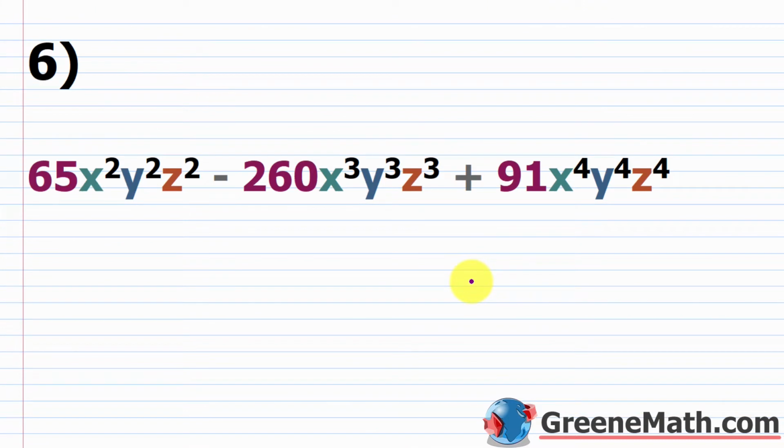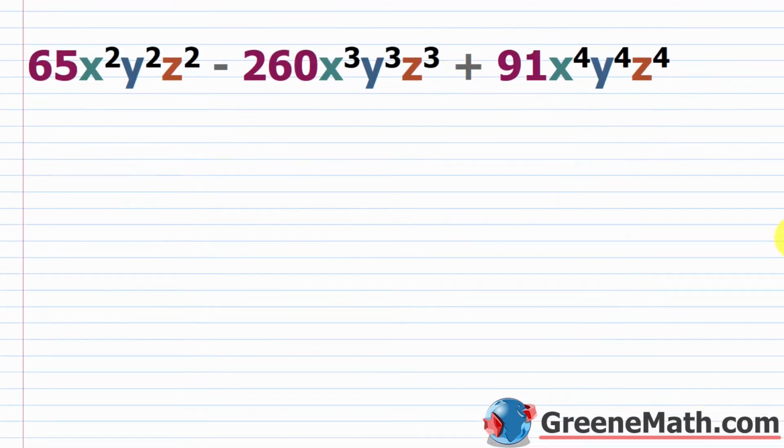All right, let's look at problem number 6. So we have 65x squared y squared z squared minus 260x cubed y cubed z cubed plus 91x to the 4th power, y to the 4th power, z to the 4th power. So what is the GCF in terms of the number part? Let me scroll down a little bit here.